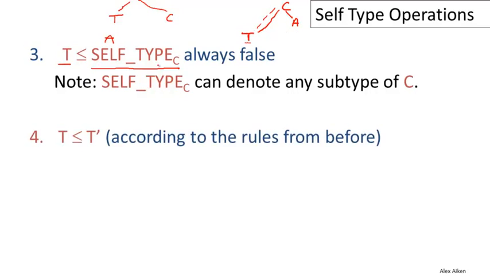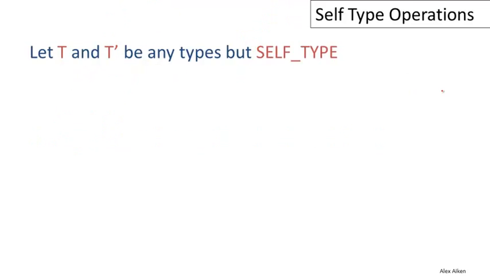And finally, if we're comparing two normal types, not self-type, then we just use the rules that we gave before. So the subtyping rules we had for normal class names haven't changed at all. And that covers all four cases. We could have self-type on both sides, we could have self-type just on the left side or just on the right side, and finally we could have a subtyping relationship with no self-type at all.